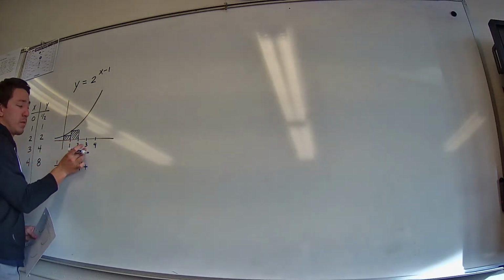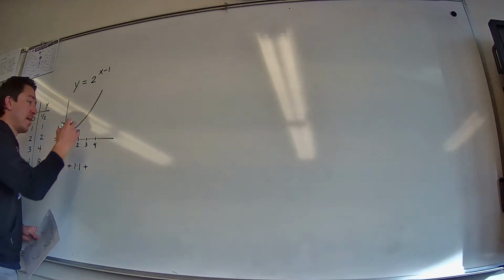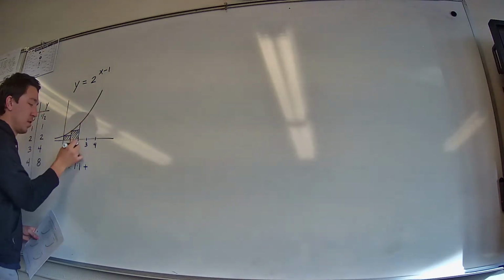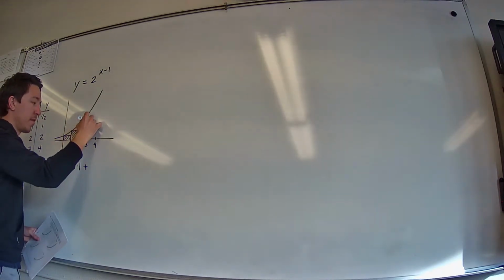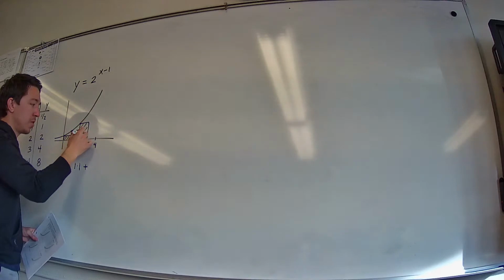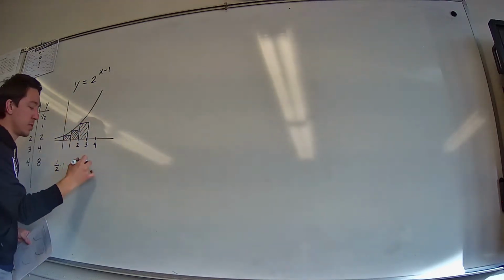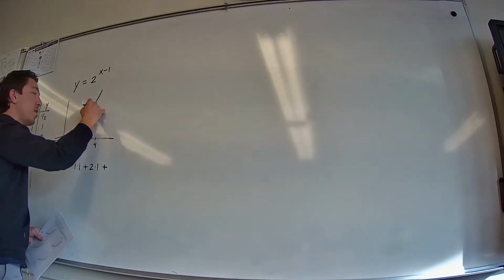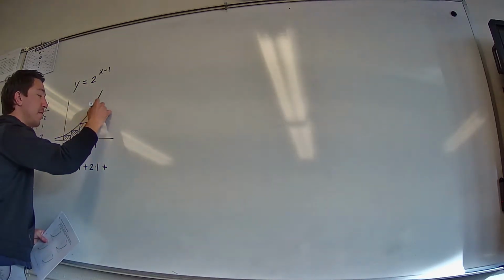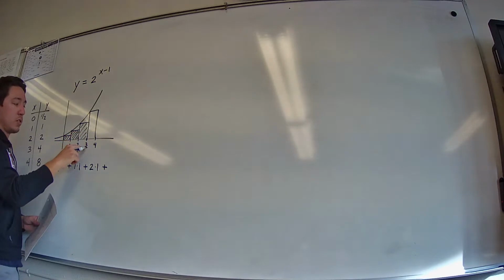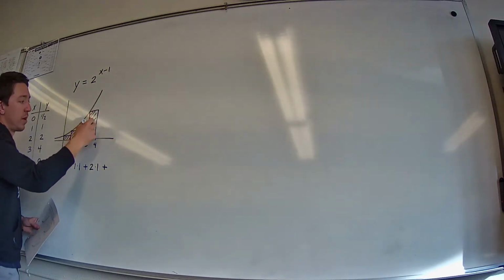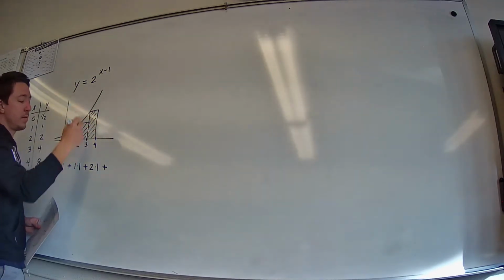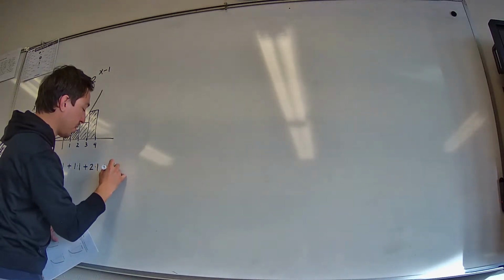Next interval is between 2 and 3. What's the left-hand side of that interval? It's a 2, so we use 2 to generate our y value. This guy, you should see a height of 2, so it would be 2 times 1. And then the last one, the left-hand side of this interval is 3, so we use the y value associated with 3, which is 4.